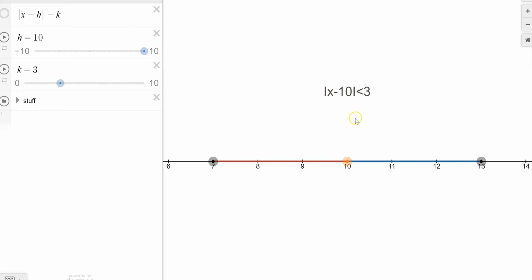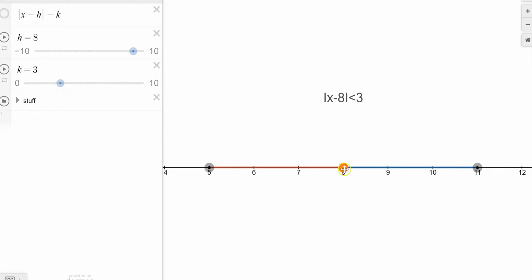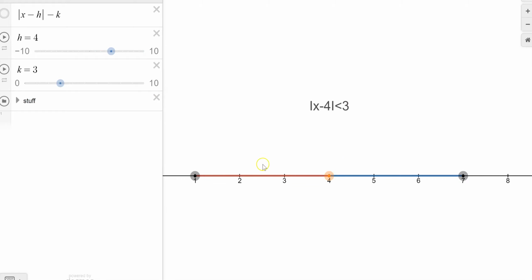So if I plug in 11, 11 has a distance of 1 from 10, so 11 minus 10 would be 1, which is less than 3. 12 also has a distance that's less than 3. And 13 is the largest. So whatever number you have in the middle, that's just telling us where it's centered. So now we're at 8, and the distance is 3. I can move it over more. And so now we're centered at 4, as you can see. So whatever number that is, that works that way.